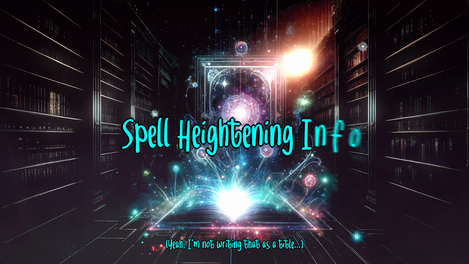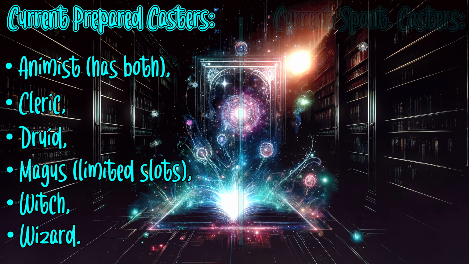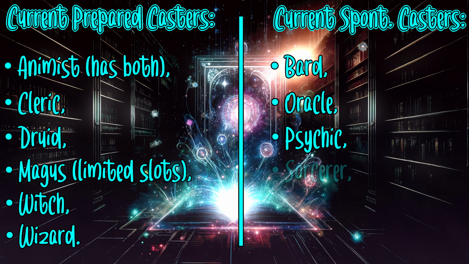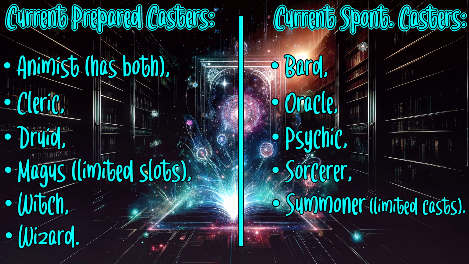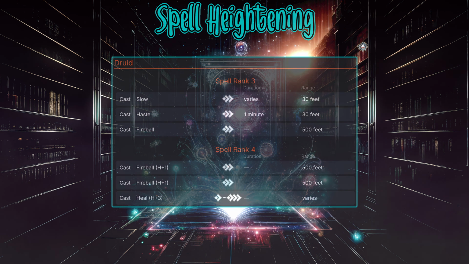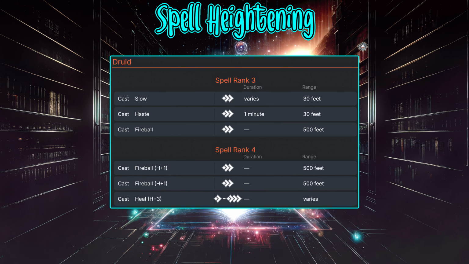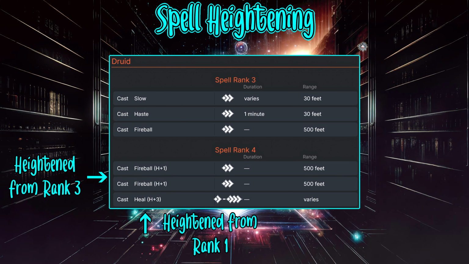As I've already mentioned, prepared spellcasters have a more flexible list but locked casting, and spontaneous casters have a fixed list but more flexible casting. And why is this important with regards to spell heightening? Well, shut up and I'll tell you. Due to the fact that prepared spellcasters can change their spells each day, that also means that they can slot in higher ranked spells when they have access to them.